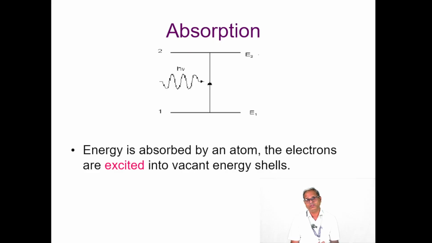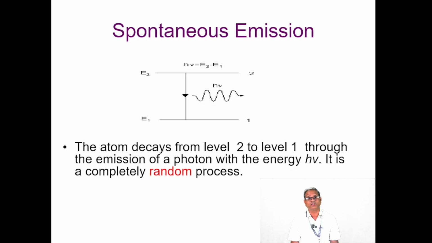The process is nothing but the absorption process, that is, when the external photon is incident on the ground state, the atoms in the ground state absorb that photon and move to the excited state. Generally this process occurs at room temperature, normal temperature, since the number of atoms in the E1 state is greater as compared to the number of atoms in the E2 state, that is, in the excited state.